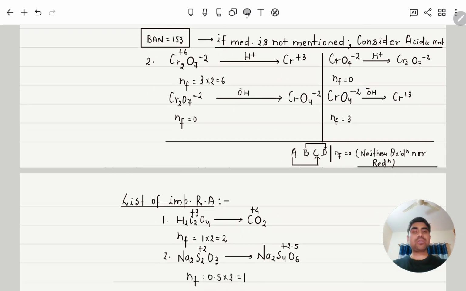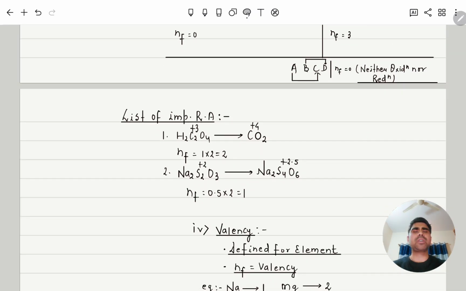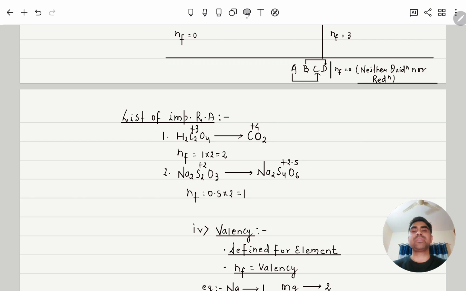Here is a trick you can remember: ABCD. In acidic medium chromate, and in basic medium dichromate, n factor is 0, meaning neither oxidation nor reduction. In the d-block we will study their colors and everything.